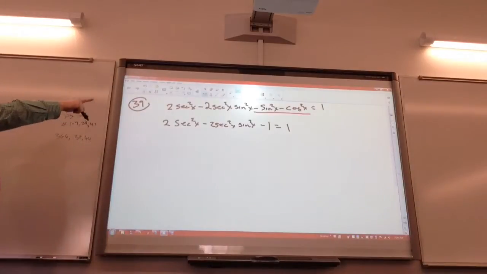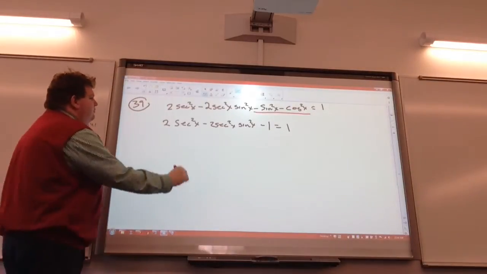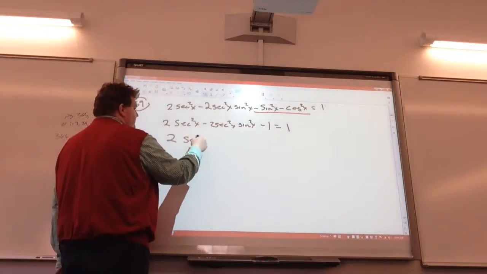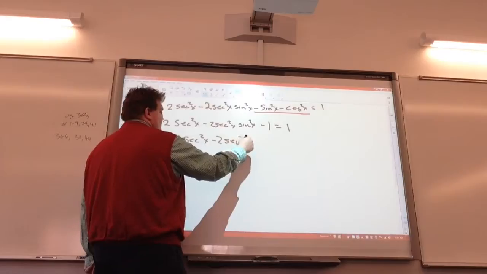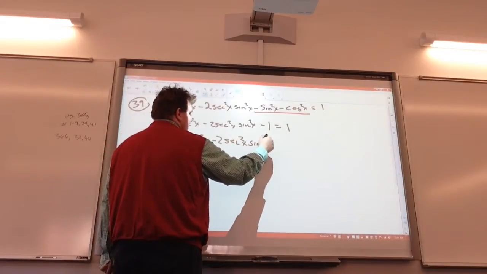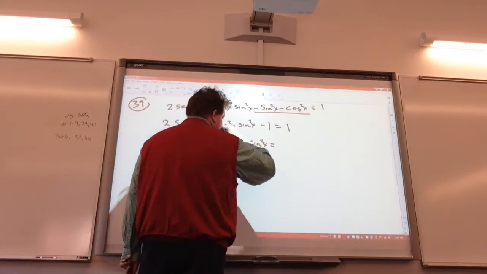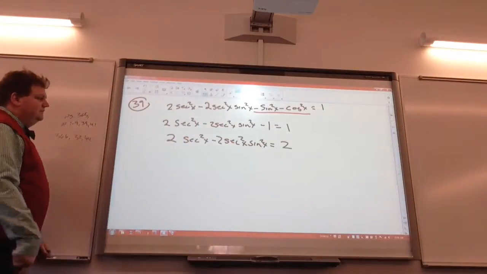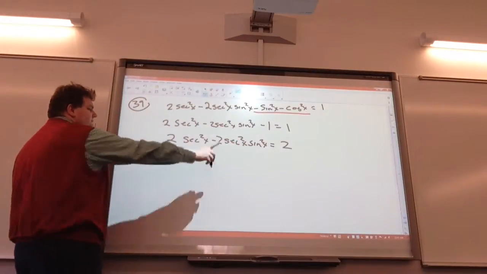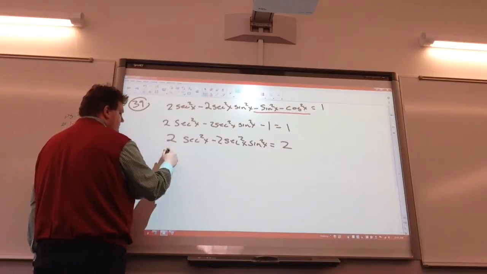Now, what can I do with the minus 1? I could bring it over to the other side and make it 2. And that should probably be a good thing to do, right? Because what have I got on this side? Stupid 2 out in front of everything, correct? So what can I do with that 2? I can factor it, right? I can factor that 2 out.